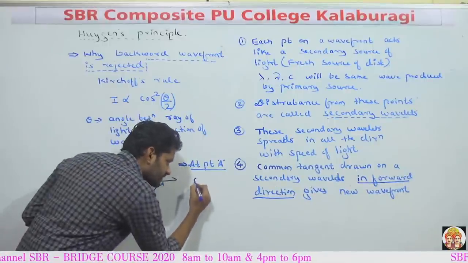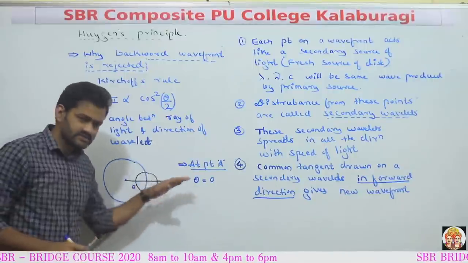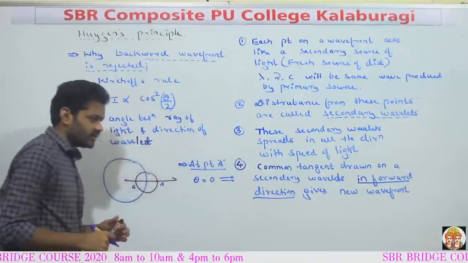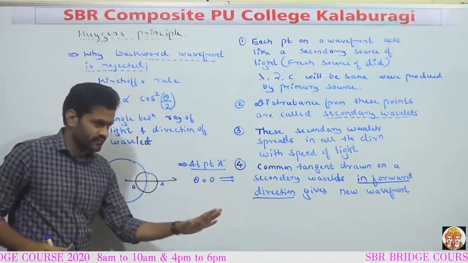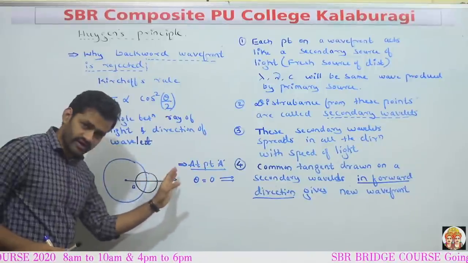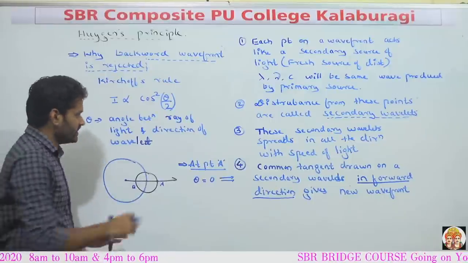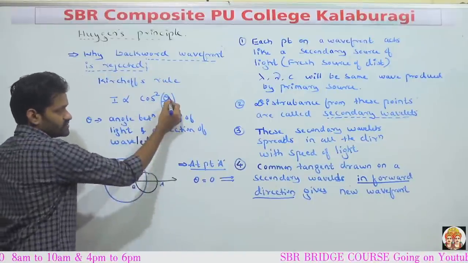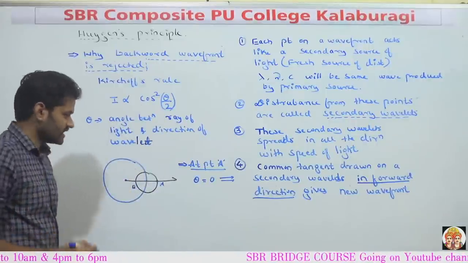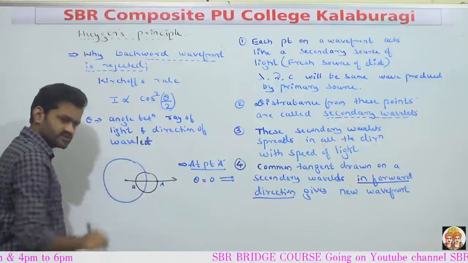The angle is how much here? Zero. If both are in the same direction, it is one vector and another vector, and the angle between these two vectors is zero. Here the angle between the ray of light and the direction of the wavelet, both in the same direction, theta equals zero. If theta equals zero, cos(0/2) is cos 0, which is 1. It means you get intensity of light at this point, correct?